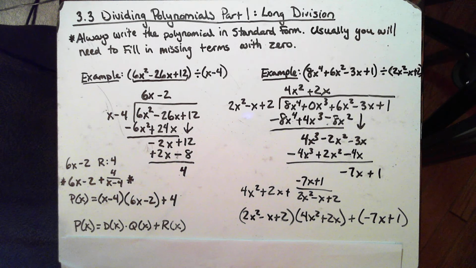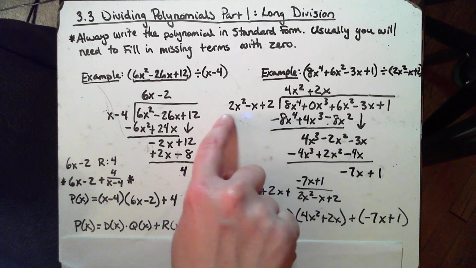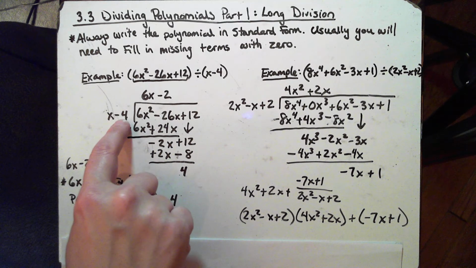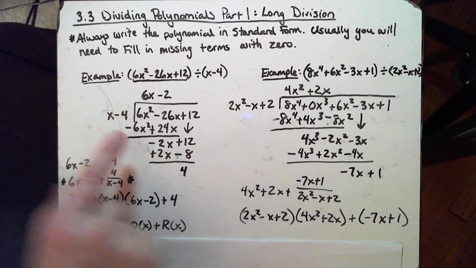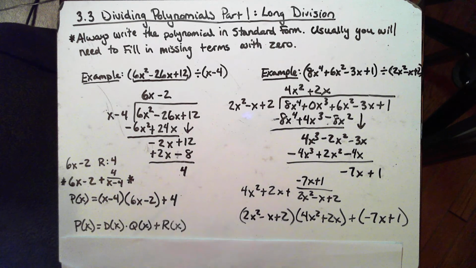Okay? So that's it for dividing with long division. This is actually the preferred method if you have more than 2 terms, more than just a plain x with a number here. And if you have a number in front of your x, you would want to use long division. Do not use the other method of division.